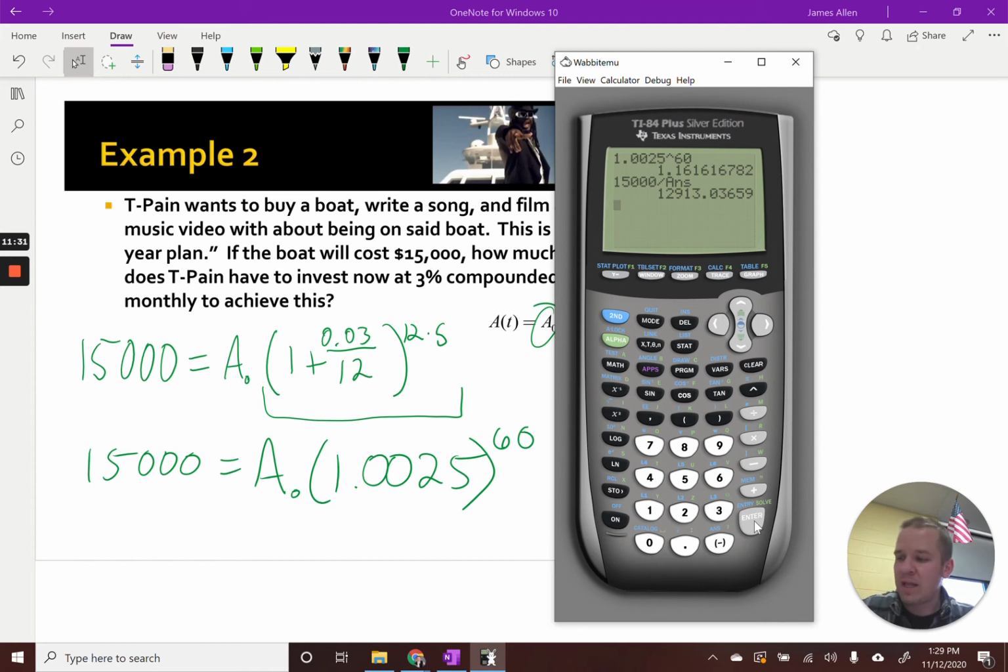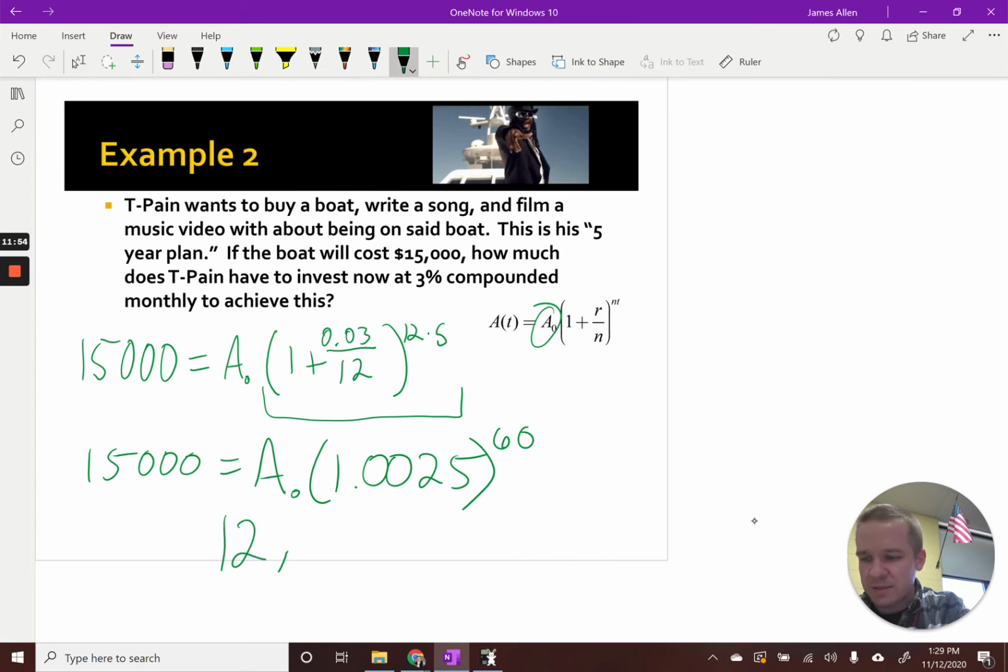That way, we're living by the laws of YORO. You only round once at the very end. If I round throughout the problem, it's going to become less and less accurate. We don't want that, okay? So now that I have that answer there, boom, that's the start. That's the amount of money that T-Pain needs to invest in order to have his boat 5 years from now. In order to fulfill that 5-year plan, we've got $12,913.04.